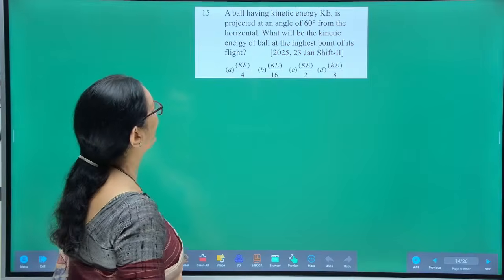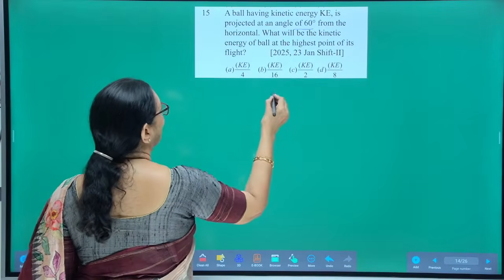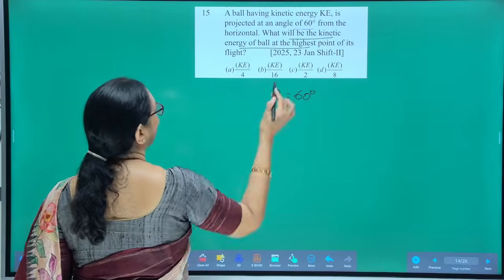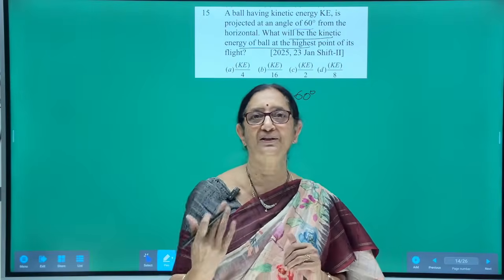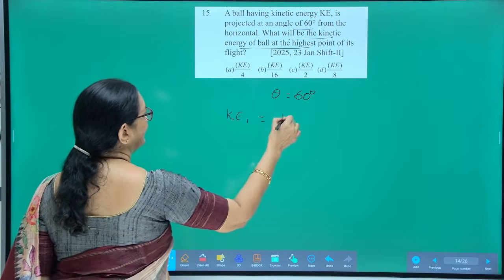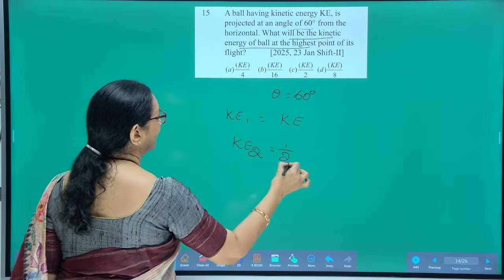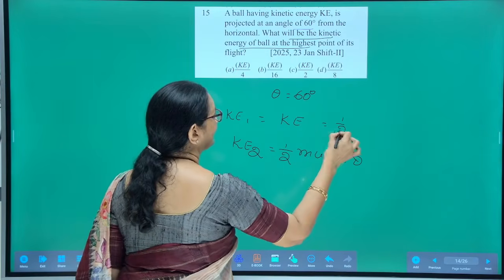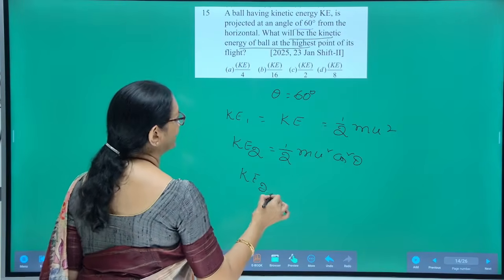Look here. A ball having kinetic energy Ke is projected at an angle 60 degrees from the horizontal. What will be the kinetic energy at the highest point? You need to find out the kinetic energy at the highest point of a projectile. Initial kinetic energy is Ke. Kinetic energy at the highest point is half m u square cos square theta. Initial kinetic energy is just half m u square.